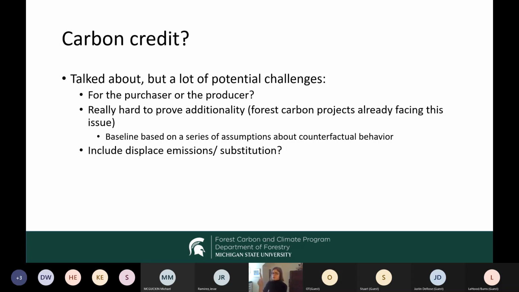How to say, I was going to build with concrete, but now I will build with wood. How do you prove that you have actually switched behavior? There are certain assumptions about that counterfactual behavior that are very challenging, and they are also challenging for forest product credits, but less so, I would say. And would those potential carbon credits include displaced emissions, substitution emissions, which is where you get your biggest carbon benefit? Not including them is going to mean a much reduced carbon credit, but including them is based on all these assumptions that are not straightforward.